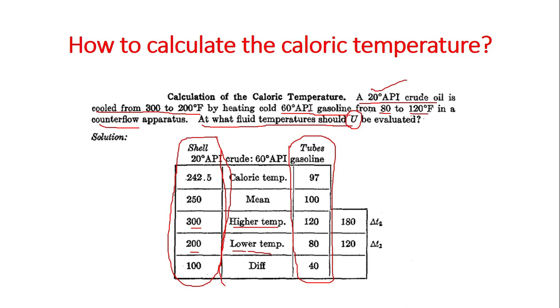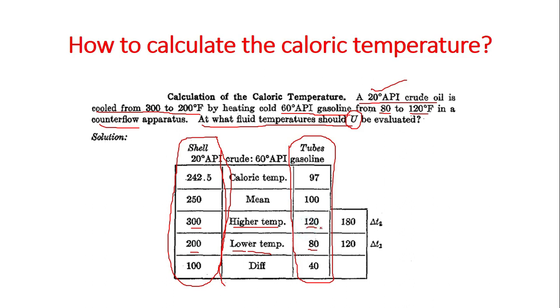Similarly, for the gasoline, which has the API gravity 60 degree, its temperature is increasing from 80 to 120. So what is the highest temperature for this fluid? 120 Fahrenheit is the highest temperature and 80 is the lowest temperature. So we put in the gasoline column, the highest temperature is 120 and the lowest temperature is 80, right?